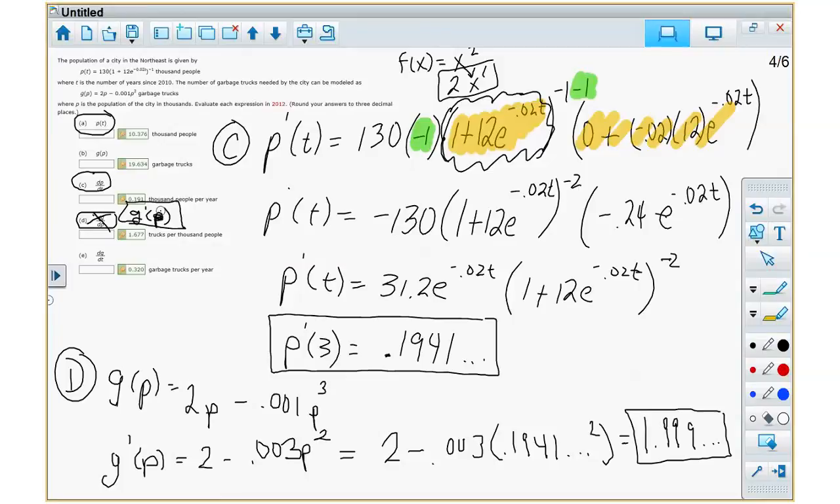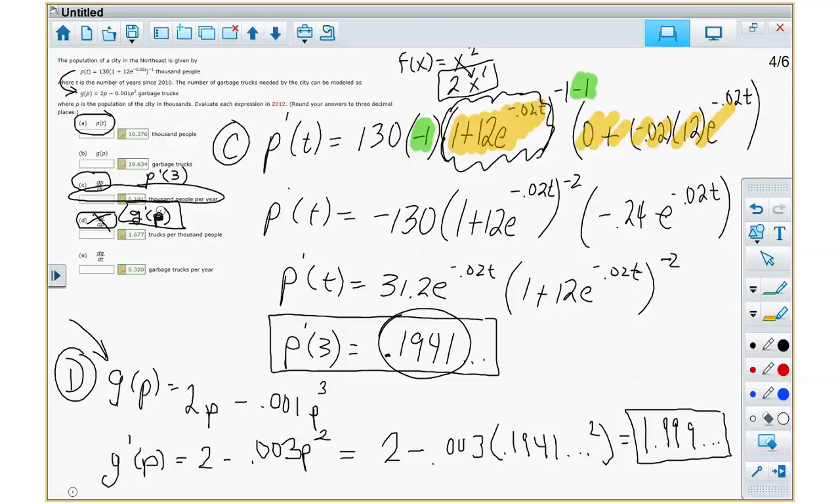Does that help? Now, I got this number right here for P prime of 3. From our original thinking, whatever I get for this, I plug into this, right? So whatever I get for P prime of 3, I'm going to plug it in here. And that's what I did. This is P prime of 3, so that's this number right here. I'm going to plug it into the garbage G prime of P right here.